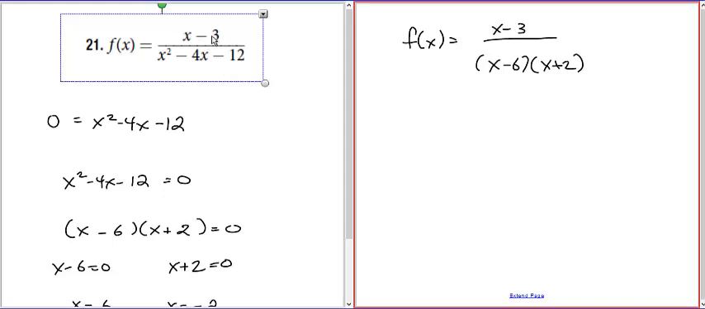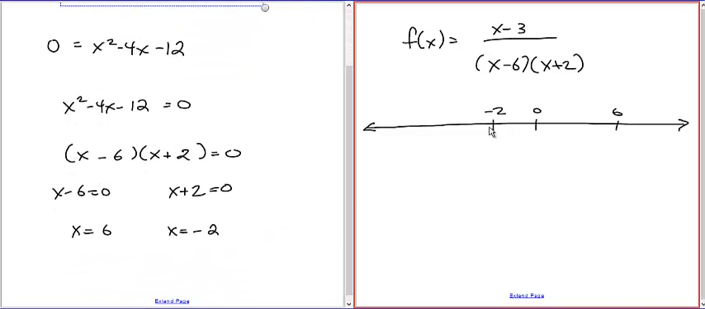Now the numerator has nothing to do with the domain. It would have to do with intercepts, but we'll talk about that later. So all we have to do is write this domain out. We could do it as a number line to get started. So we're going to have a 0 here, and positive 6, and negative 2. Those are the values of x which cause the denominator to go to 0.